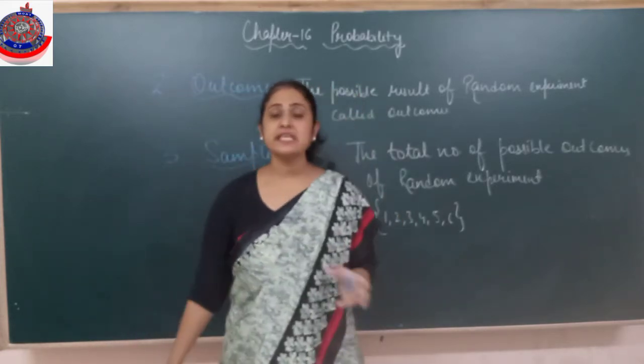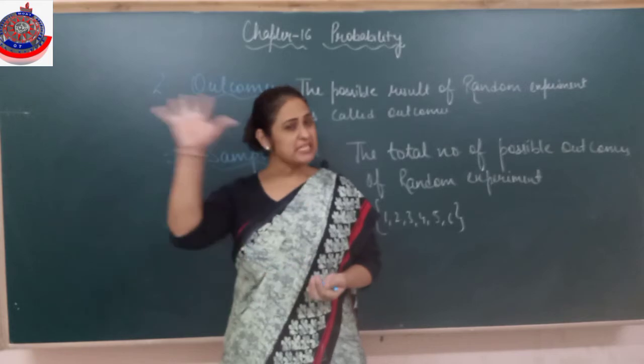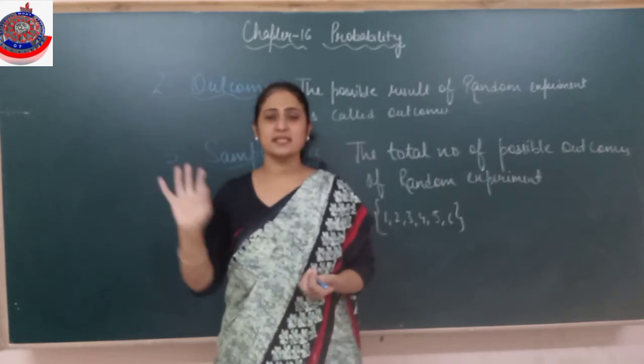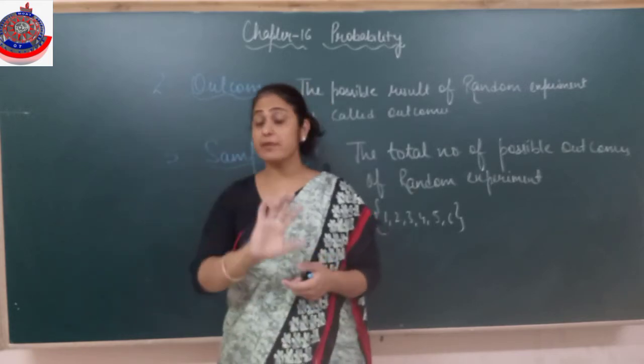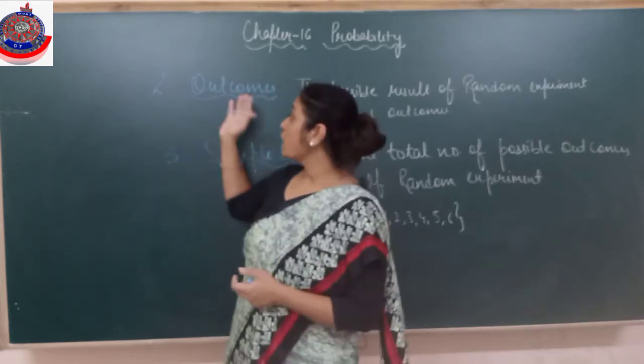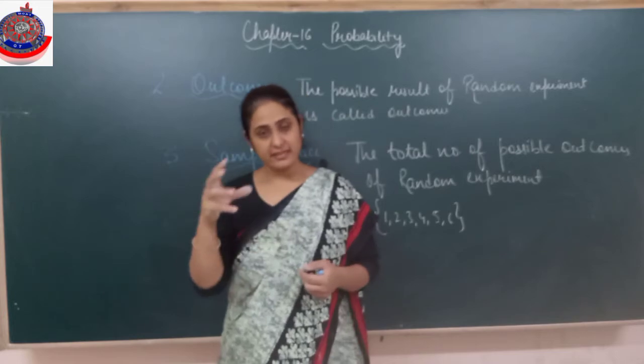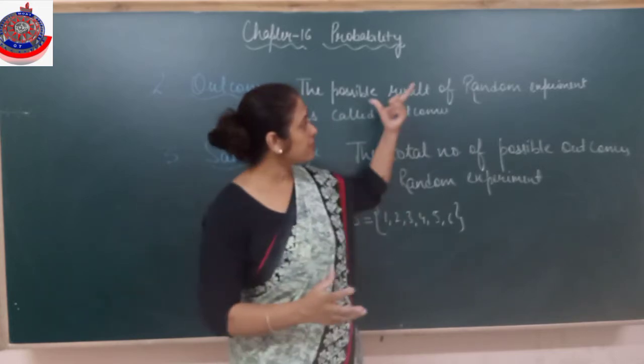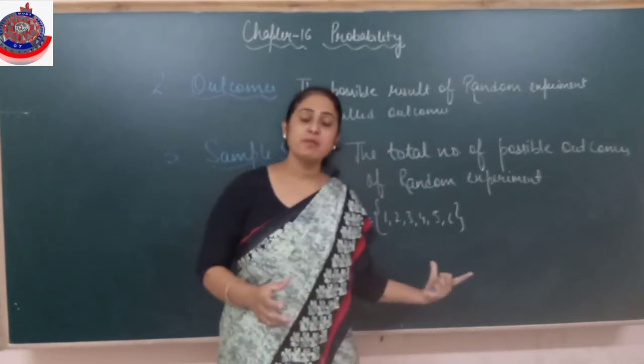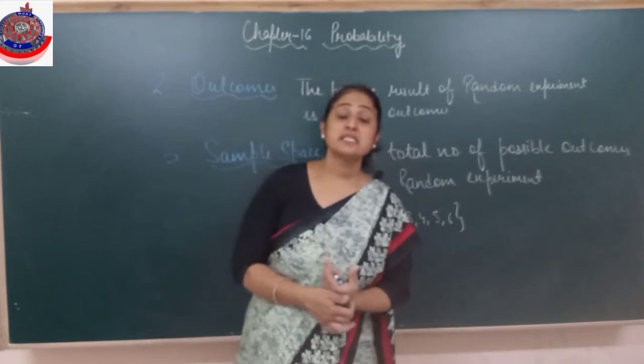Random experiment means an experiment whose results I know in advance कि ये आ सकता है, लेकिन exactly क्या आएगा वो experiment के बाद पता चलेगा. Outcomes, जो possible outcomes होंगे कि 1, 2, 3, 4 और उन सभी possible outcomes को अगर एक set की form में बना दिया जाए, so that becomes a sample space.